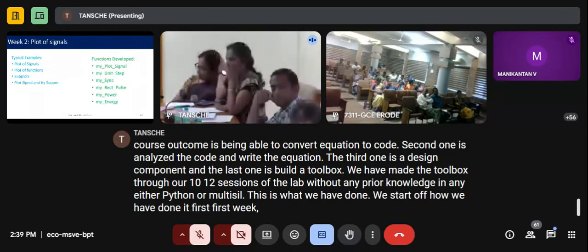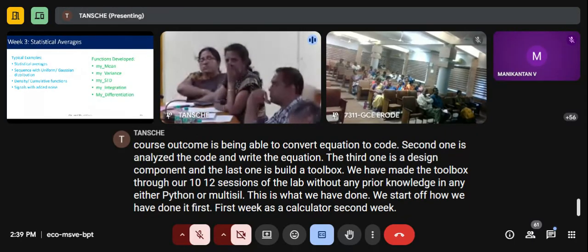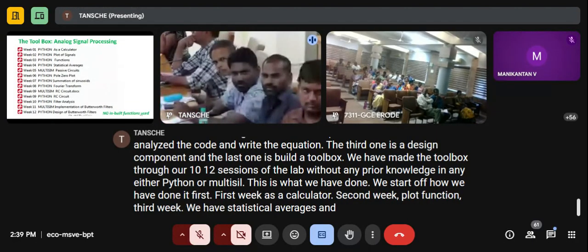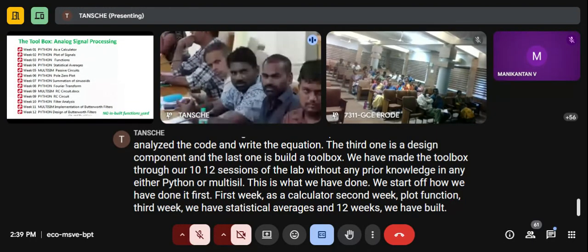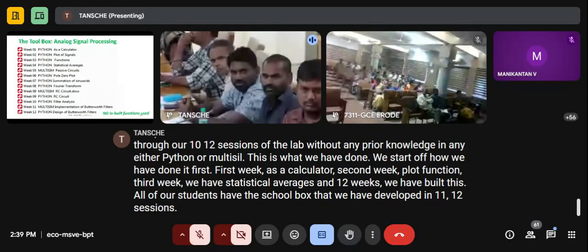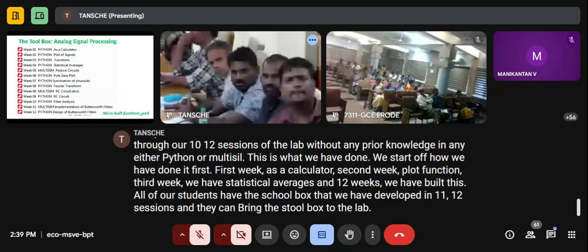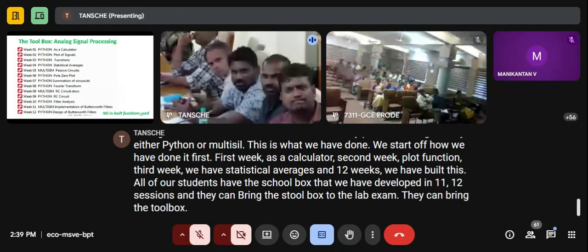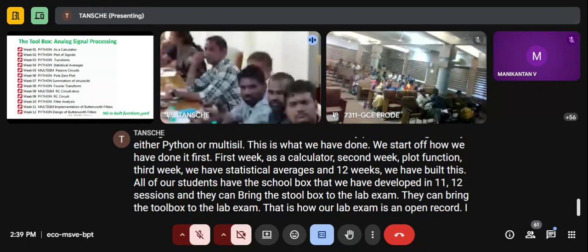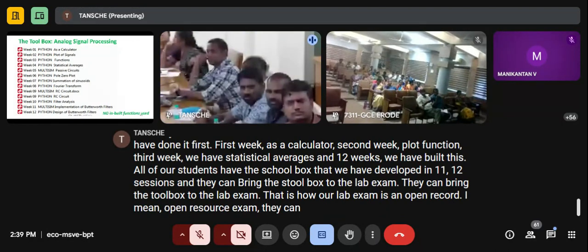First week as a calculator, second week plot function, third week we have statistical averages, and over 12 weeks we have built this. All our students have this toolbox that we have developed in the 12 sessions, and they can bring this toolbox to the lab exam. That is how our lab exam is designed: an open resource exam, they can carry this. We build the toolbox, they can carry it to the lab exam.